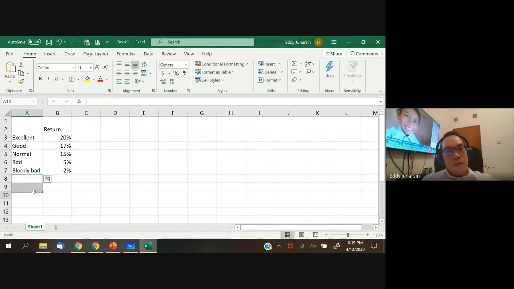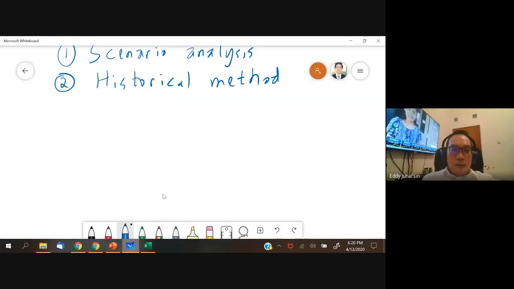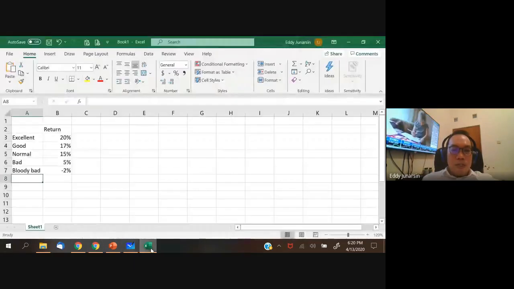Again, in real life, your research team might be able to make maybe 9 scenarios, 15 scenarios, or even 1,000 scenarios with the help of technology, with the advancement of information and communication technology. Okay, so back here, we have the projected returns, the scenario-based returns.